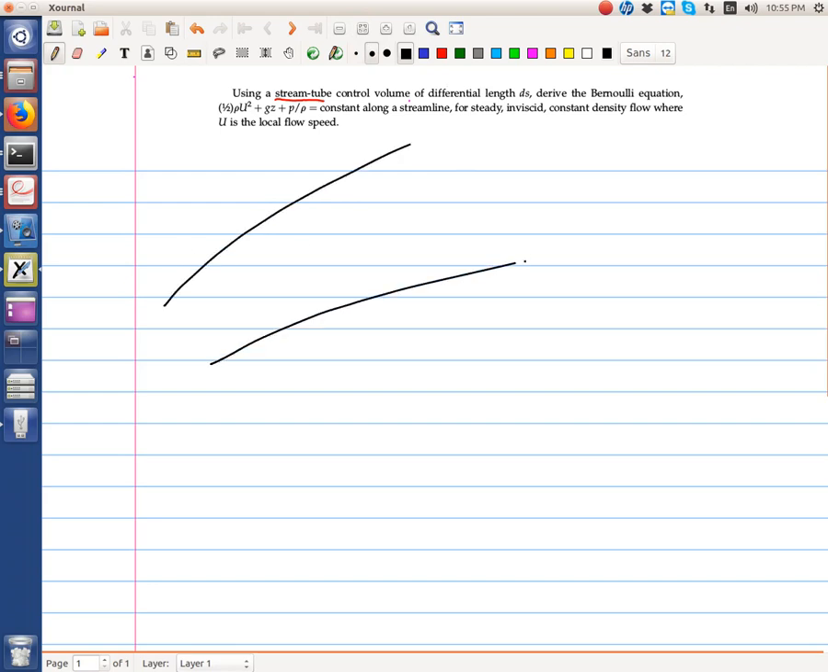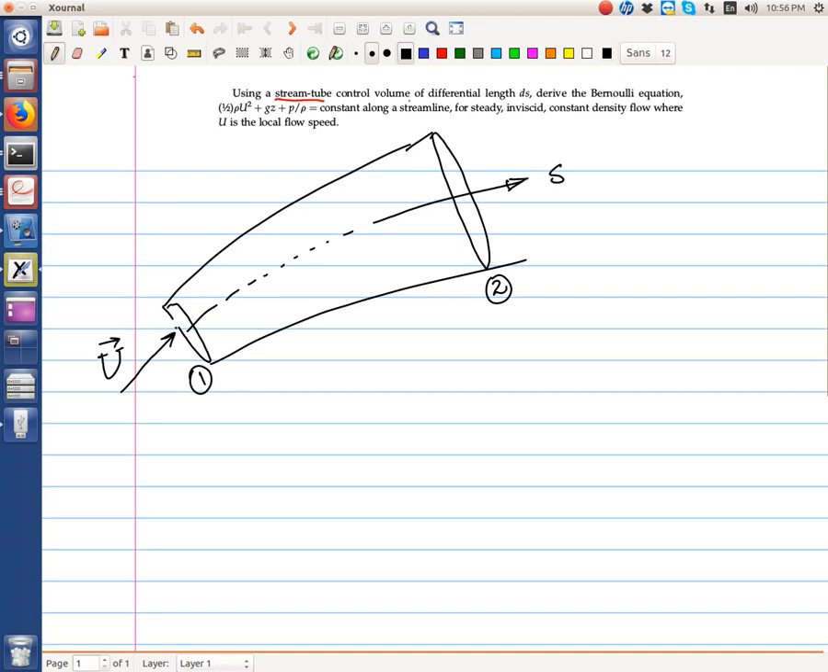So in general a streamline can be curved. Okay, this is the s direction, so s represents the direction along the streamline. This is the location 1, and let's say this is the location 2. Okay, here the velocity is always normal to the face of the stream tube, so this is u. The n vector for this face is here, n vector for this face is over here.